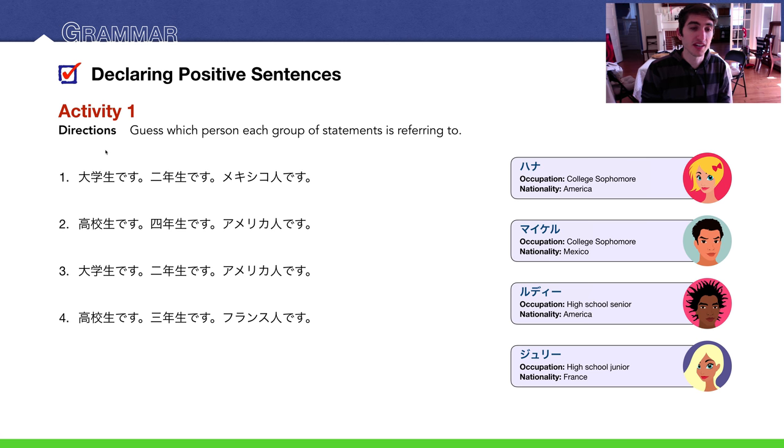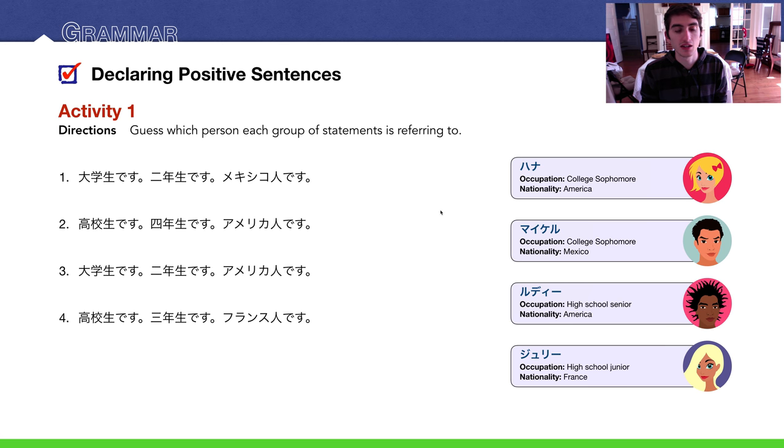Number one, 大学生です. This person is a 大学生, which means university student. Good. I assume you're participating. 2年生です. They are a second year, or as we say in America, sophomore. メキシコ人です. They are Mexican. So who here fits the description? They're a university sophomore and Mexican. Not Hana, college sophomore, Mexican. Okay, Maikeru. So Maikeru is number one.